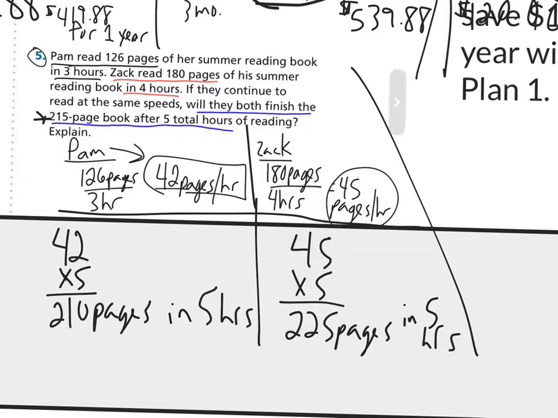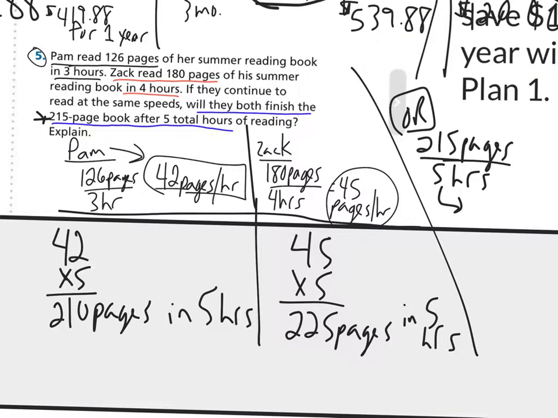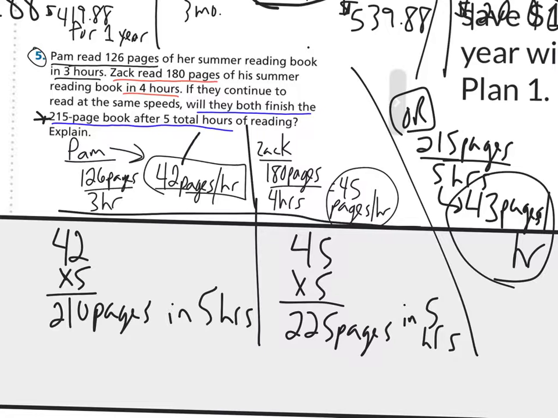Once you get these unit rates, another option would be you could take 215 divided by 5, which would basically tell us how fast they would have to read in order to get finished. So 215 divided by 5 is 43. So in other words, they'd have to read at least 43 pages per hour in order to get done. So Pam with 42 is not quite enough. Zach with 45 would be enough to get finished in the 5 hours.